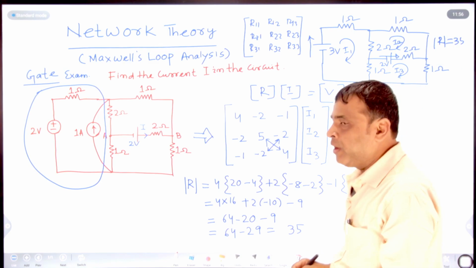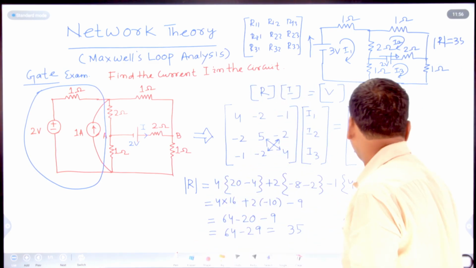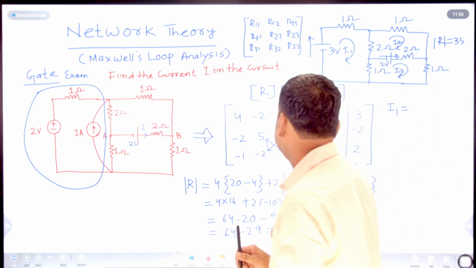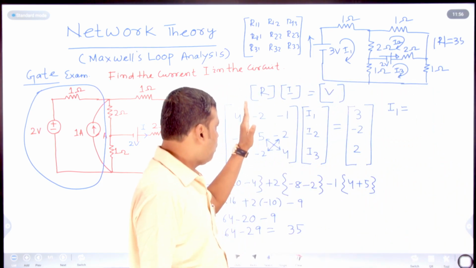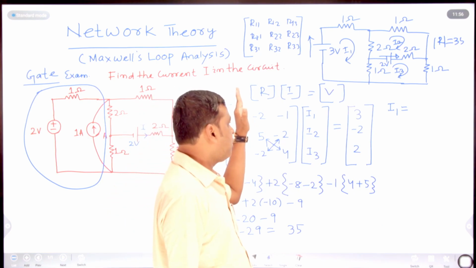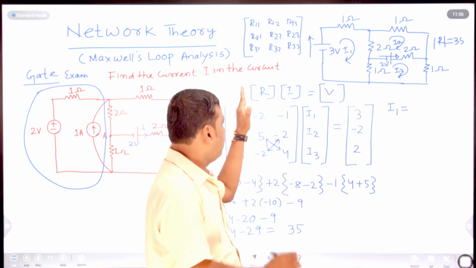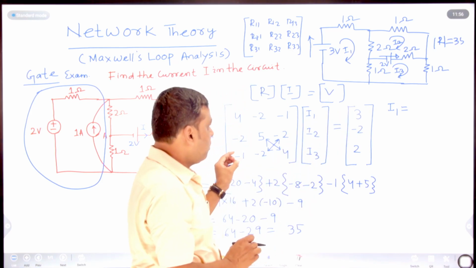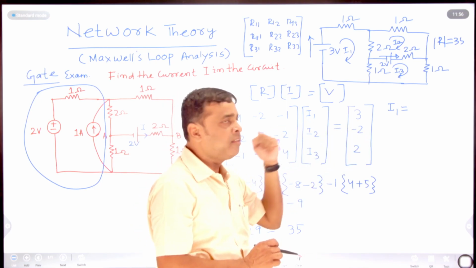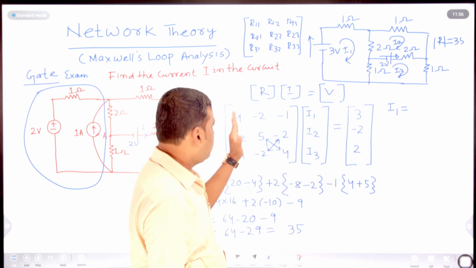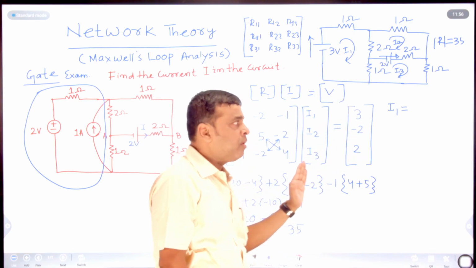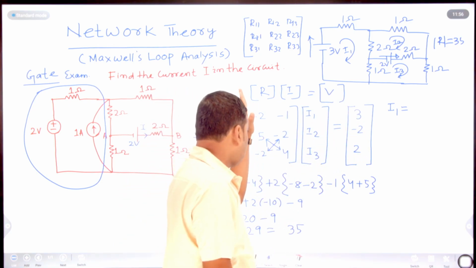Then how to find out the current I1 using Cramer's rule? I1 is nothing but what? Using this equation, when you are going to calculate I1, simply close the first column of the resistance matrix. Using these three resistance matrix columns and the voltage matrix, you will find 4 columns: first, second, third and fourth column. When you are going to calculate I1, simply close the first column.